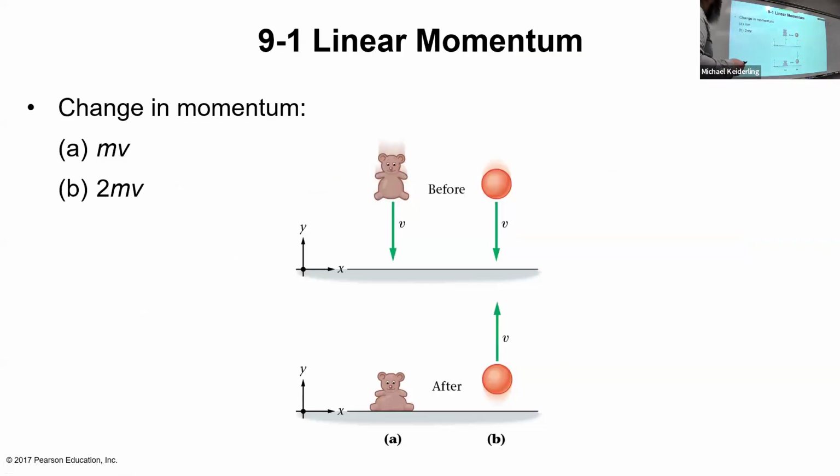In case A, we go from minus mv to 0. The change in momentum is mv. In case B, we go from minus mv to plus mv. The change in momentum is 2 mv.